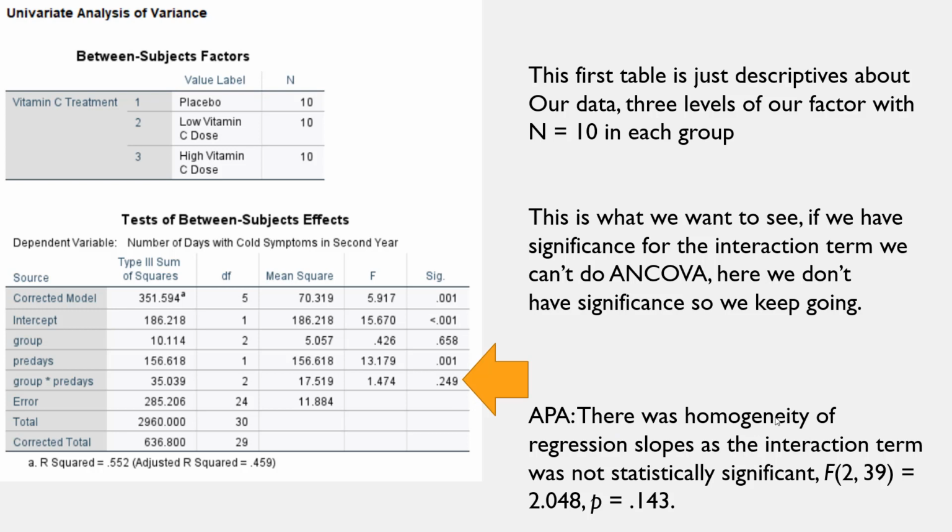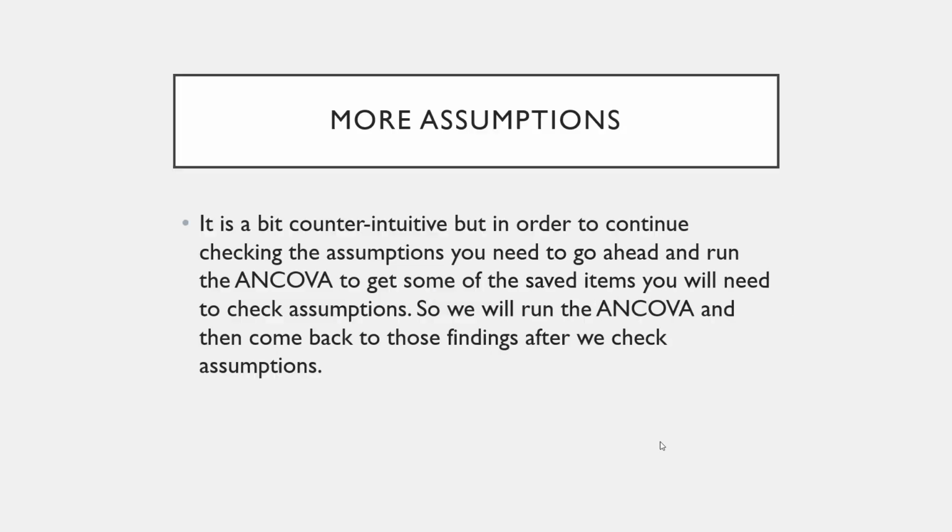So there was homogeneity of regression slopes as the interaction term was not statistically significant, and I report the F statistic. Now, it's a bit counterintuitive, but in order to continue checking assumptions, you need to keep going and run the ANCOVA to get some of the saved items you will need to check assumptions. So we're going to go ahead and run the ANCOVA and then come back to those findings after we check assumptions.